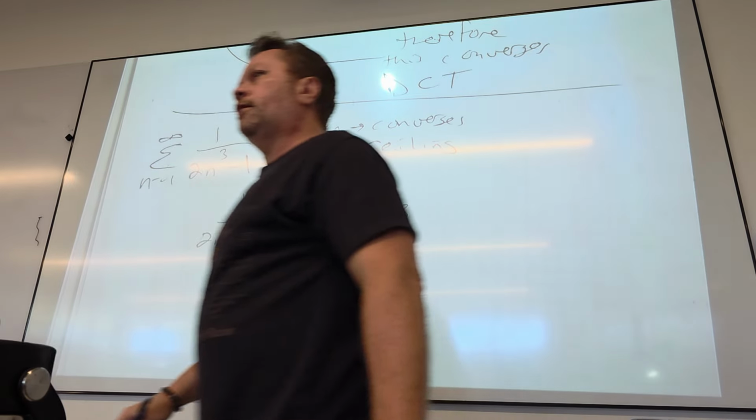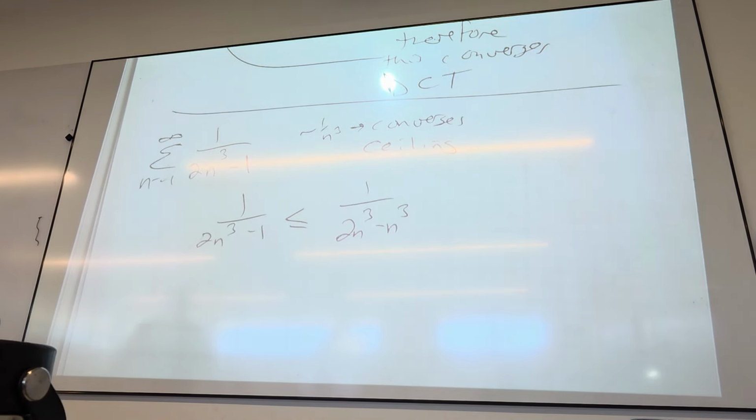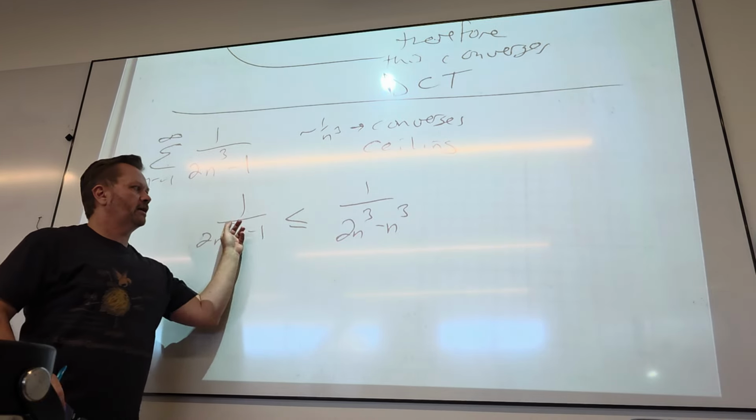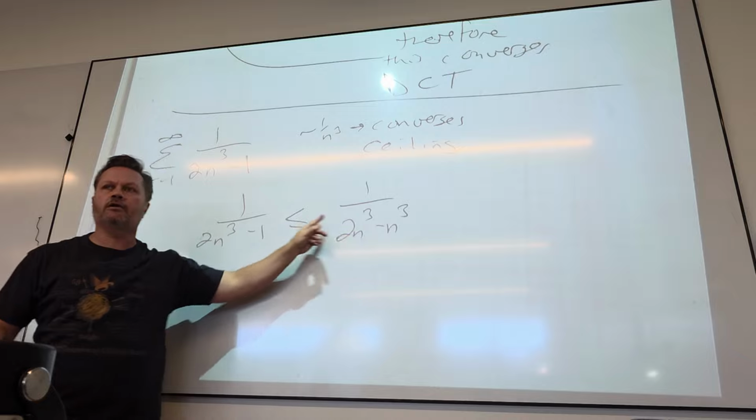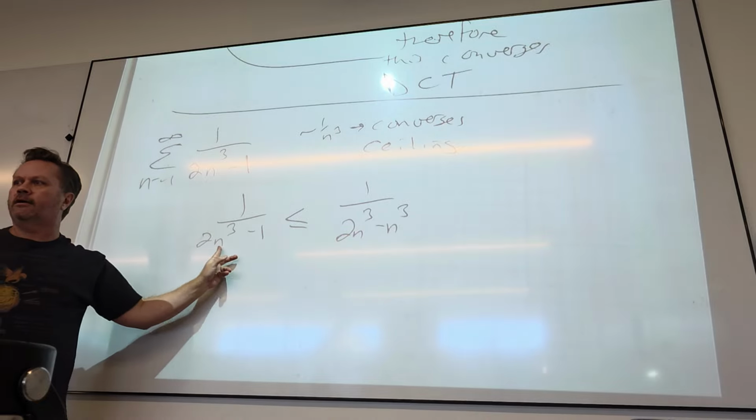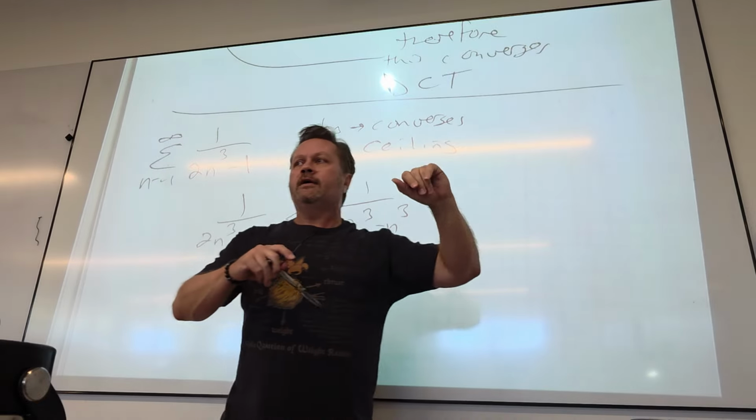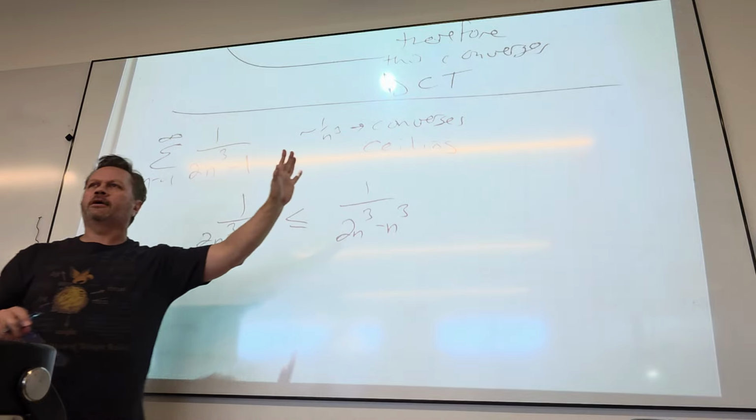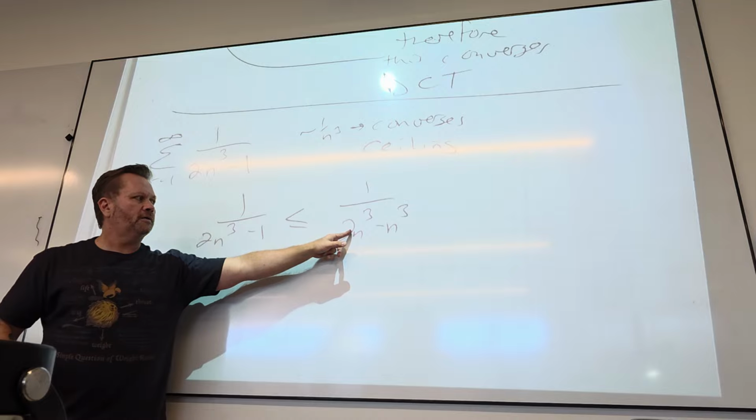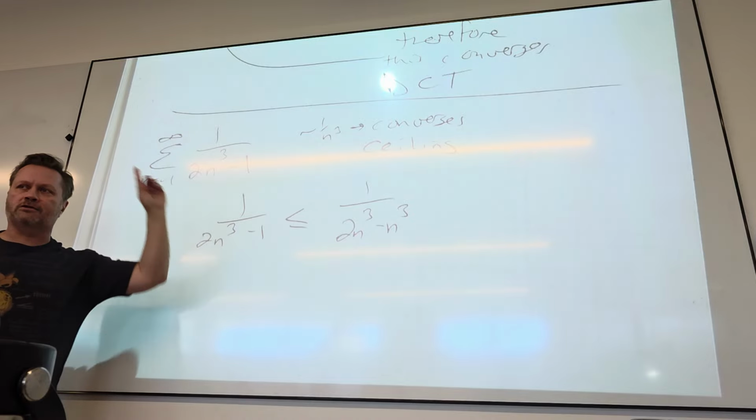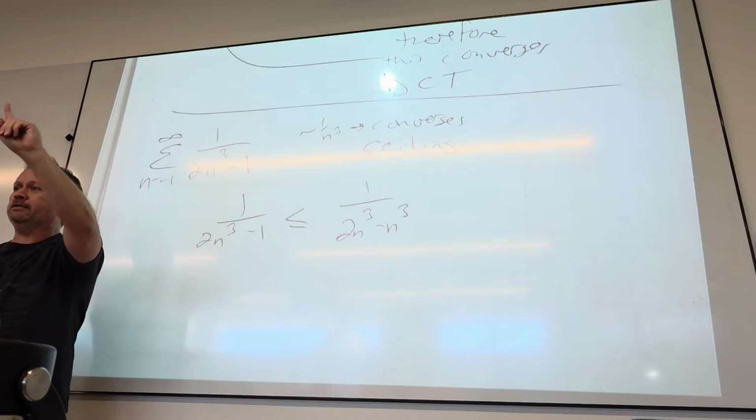There's only 2 things that can happen. I either take it away, or if that doesn't work, and this is the part that feels like magic, I do this. I make like terms. Now think about it. If I want this to be bigger than that, I want this bottom to be smaller than this. Is this bottom always smaller than that bottom? One time it's equal to it, when n is 1.